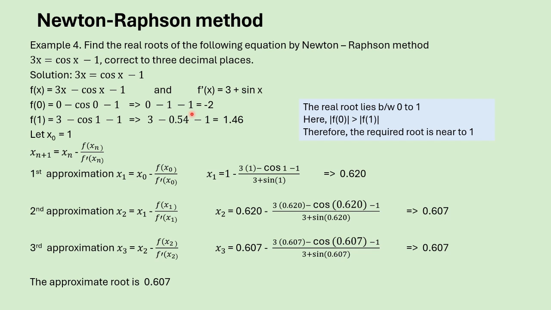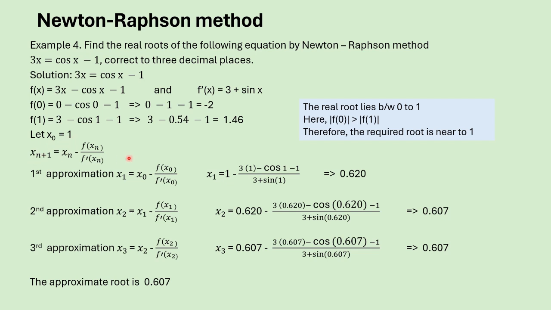When we take modulus of f of 0, that is 2. And similarly, modulus of f of 1 is 1.46. So here we understand that modulus of f of 0 is more than modulus of f of 1. So whichever is less, we have to take. Therefore, the required root is near 1. That is this one, f of 1. So let x naught is equal to 1. This is the equation given.